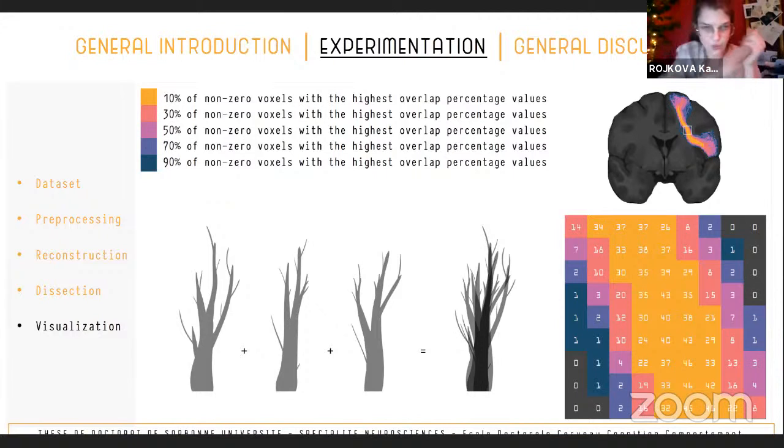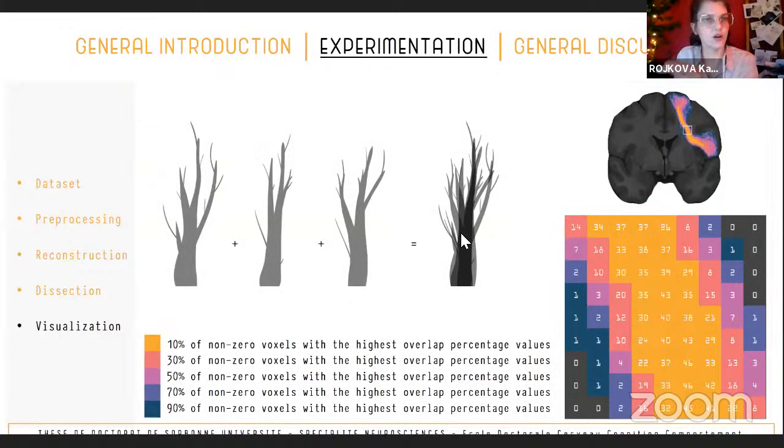Why that? Let me try this analogy with trees. If you want to explore the main topology of the trees of a forest, you will overlay the contour, the silhouette, and what will be representative of the general shape of the trees of your forest is this darkest area of the overlay of all the trees' silhouettes. So we want to do the same thing with our mean maps.